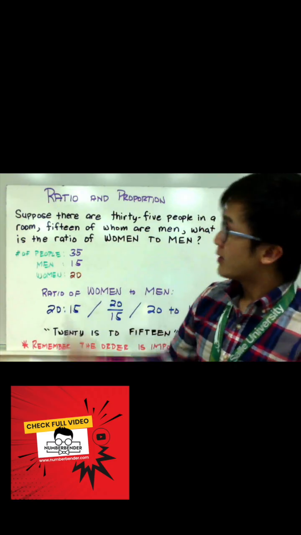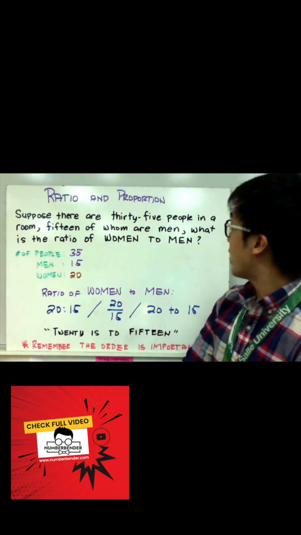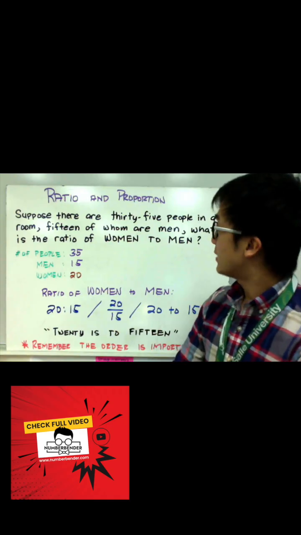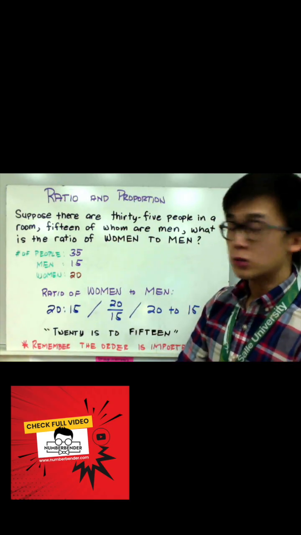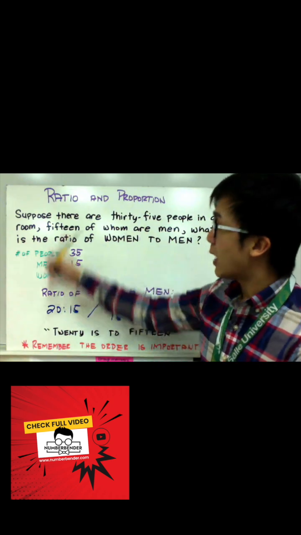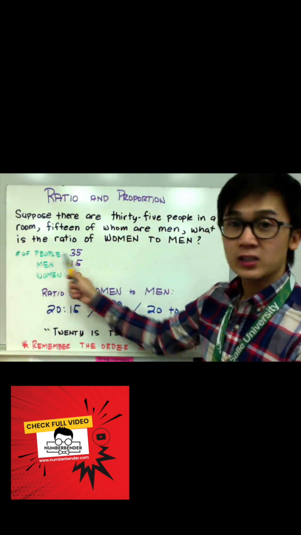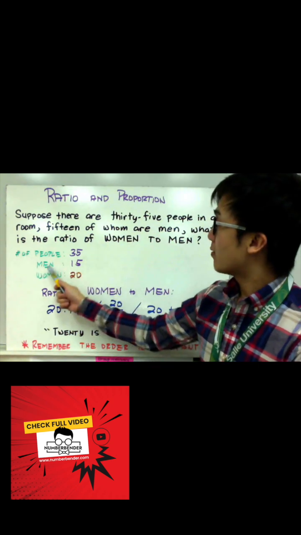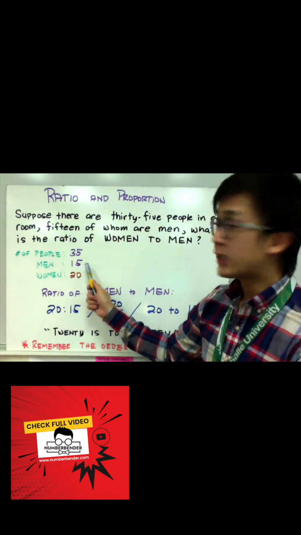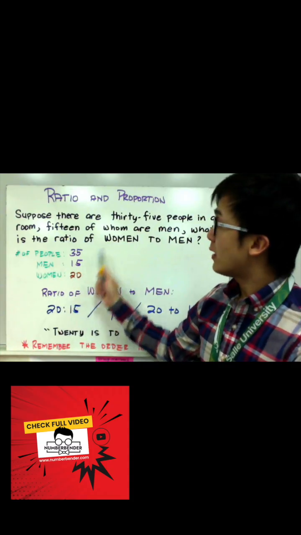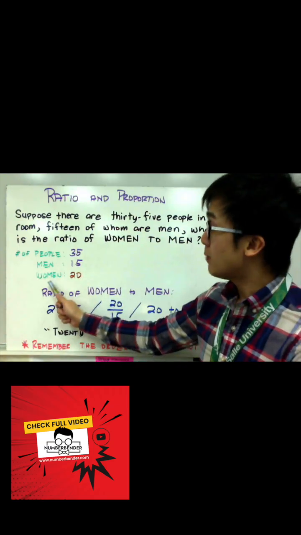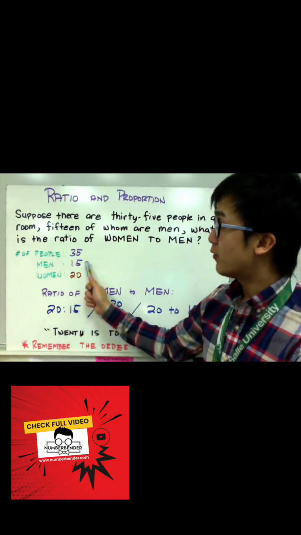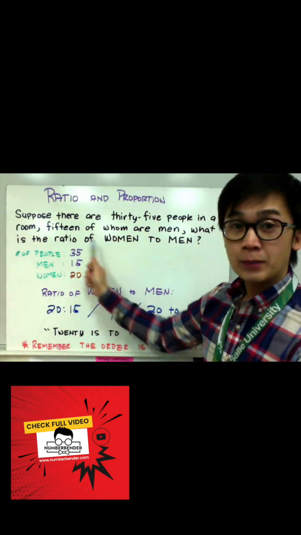problem. So in this example, suppose there are 35 people in a room, 15 of whom are men. What is the ratio of women to men? So in this given word problem, the number of people that's given is 35 and the number of men is equal to 15. The number of women in this word problem is not given, but we know that women is basically 20 if there are 15 men out of the 35 people in the room.